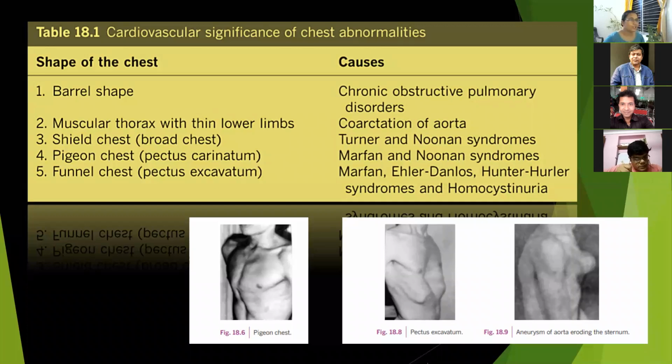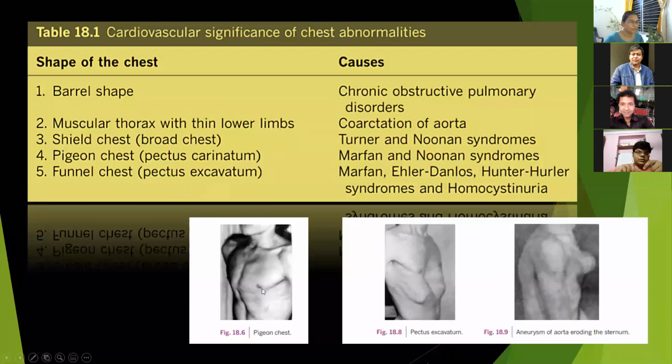Shield chest, what is the meaning of this? Broad chest with widely spaced nipples, and there will be a prominent angle between the manubrium sterni and the body of the sternum. If you find this, then the patient may have Turner syndrome or Noonan syndrome. At your level, you may not know about all this. There are various diseases associated with Turner and Noonan syndrome, which will be a very long chapter. But this is a brief hint.